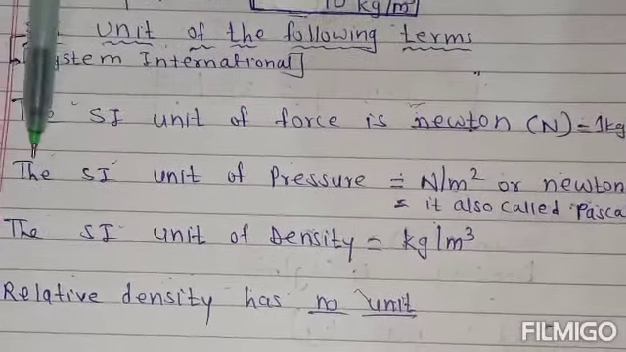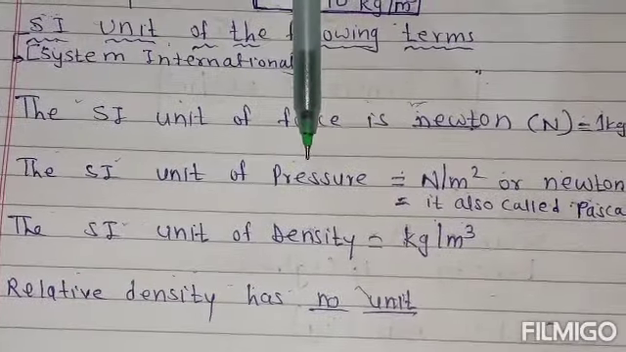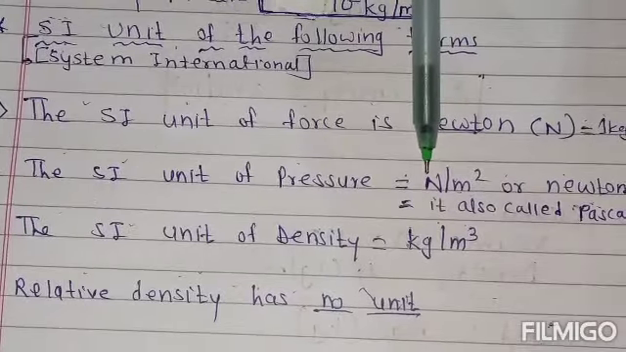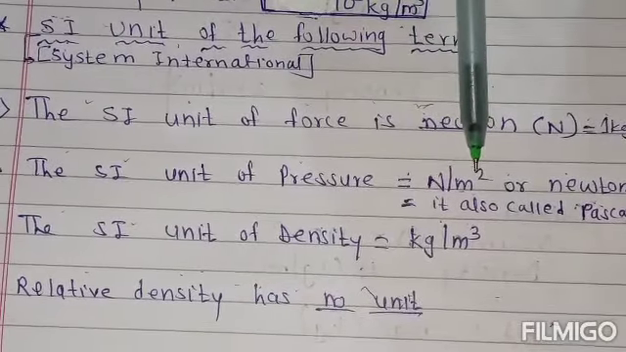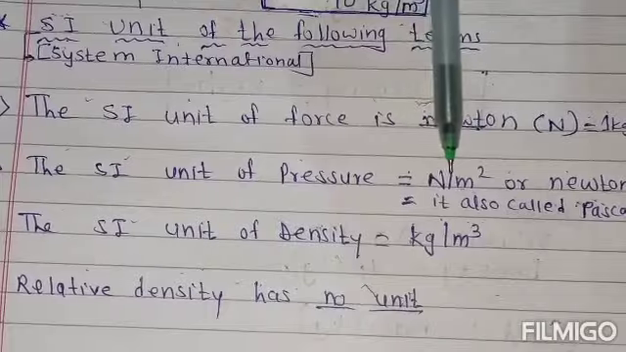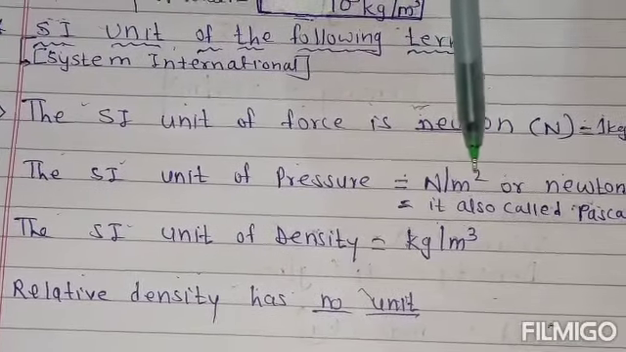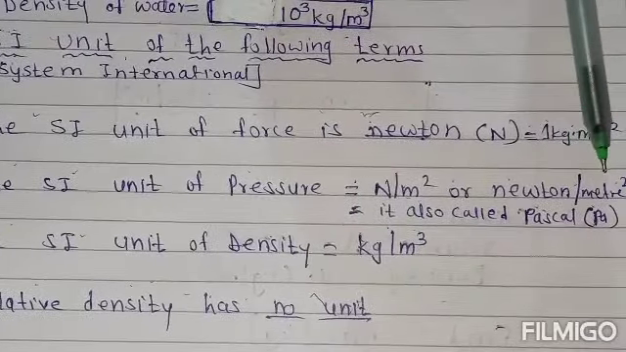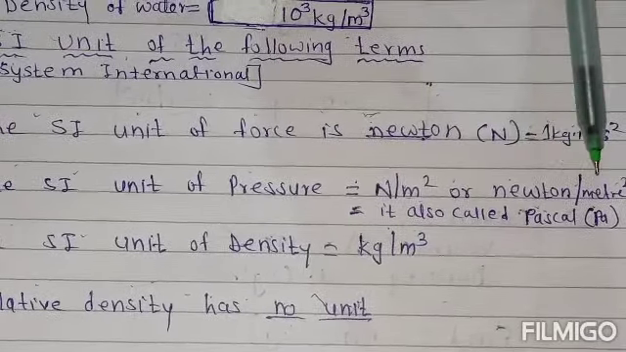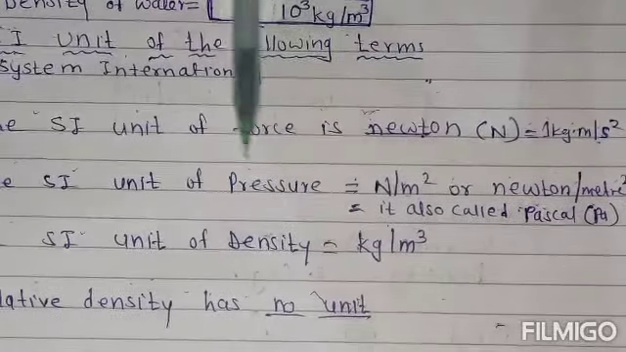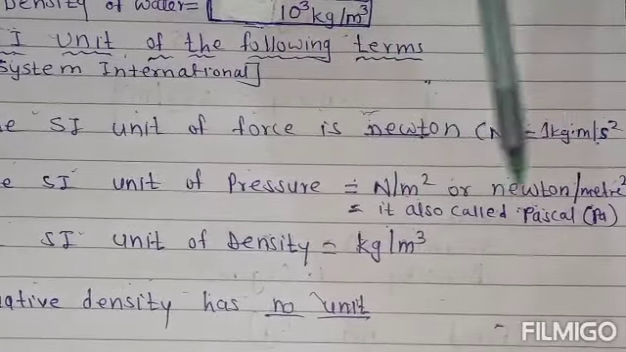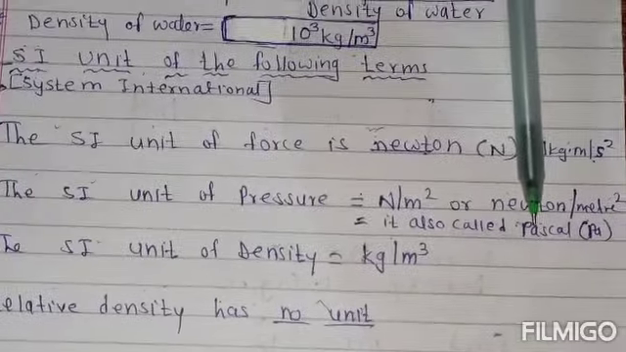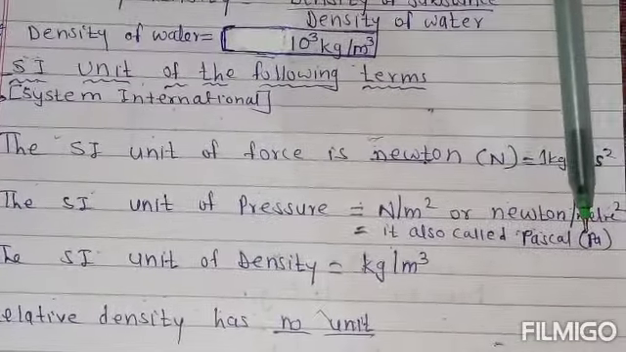Then the SI unit of pressure. SI unit of pressure is equal to Newton per square meter, or Newton per meter square. The SI unit of pressure is also called Pascal. In short, we write Pa.